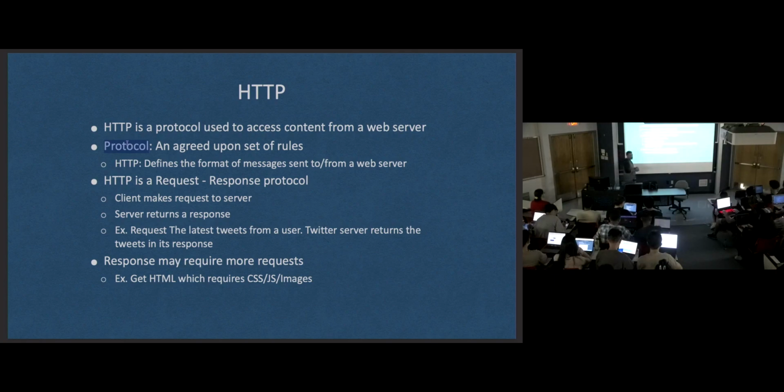All the protocol is doing is saying, when you get a whole bunch of ones and zeros over the internet, read them in this order. The first ones and zeros mean this. That's where I'm going to put the version number. These ones and zeros are going to mean this.